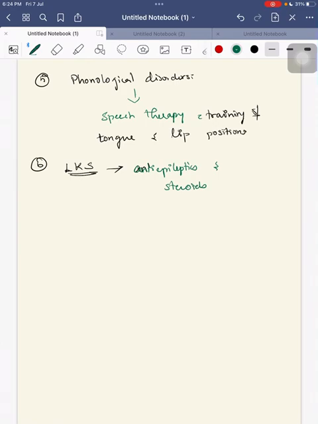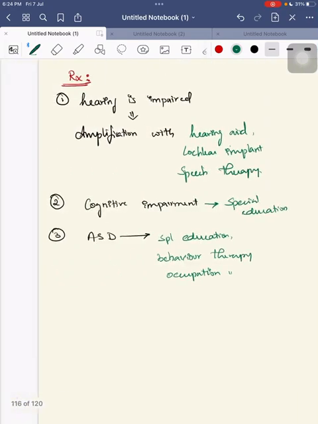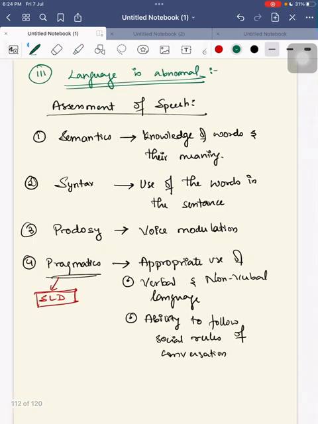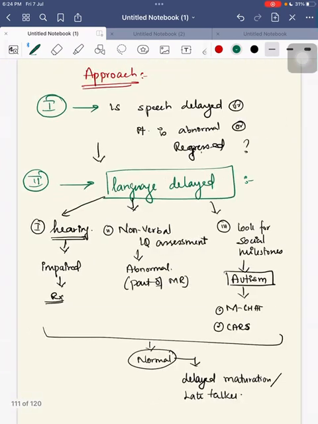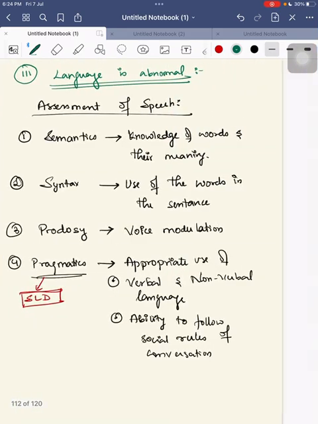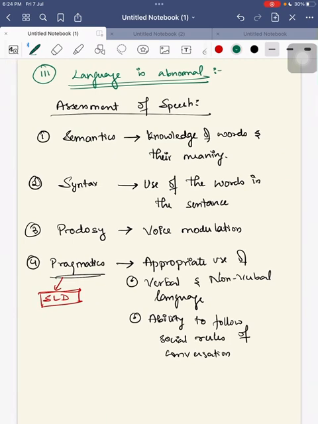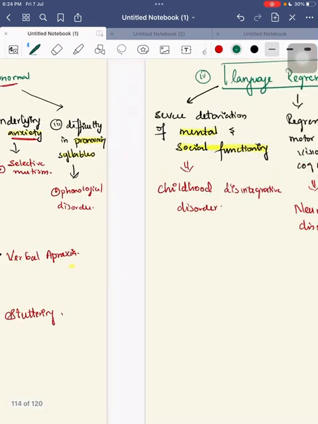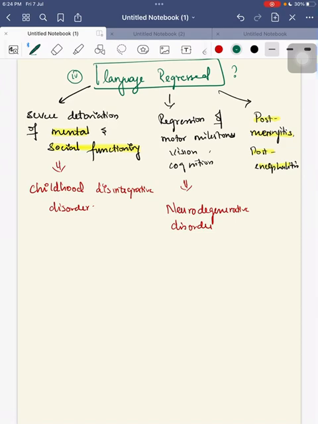Okay, so this is the overall view about how you're going to approach a child with a language problem. You have to first see whether the language is delayed, abnormal or regressed. If it is delayed, you have to do these, and if it is abnormal, speech assessment should be done, whether it is in semantics, syntax, prosody or pragmatics. If it has regressed, then you look for mental and social functioning, other milestones should be looked for, or you have to ask history regarding any meningitis or encephalitis previously.